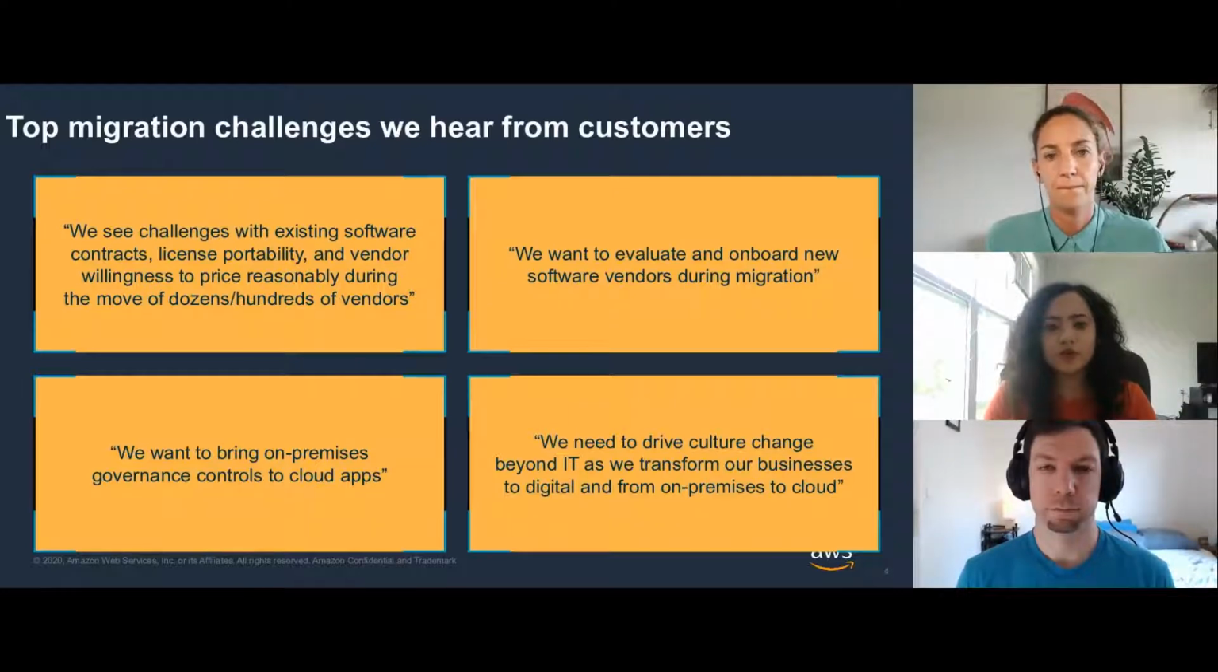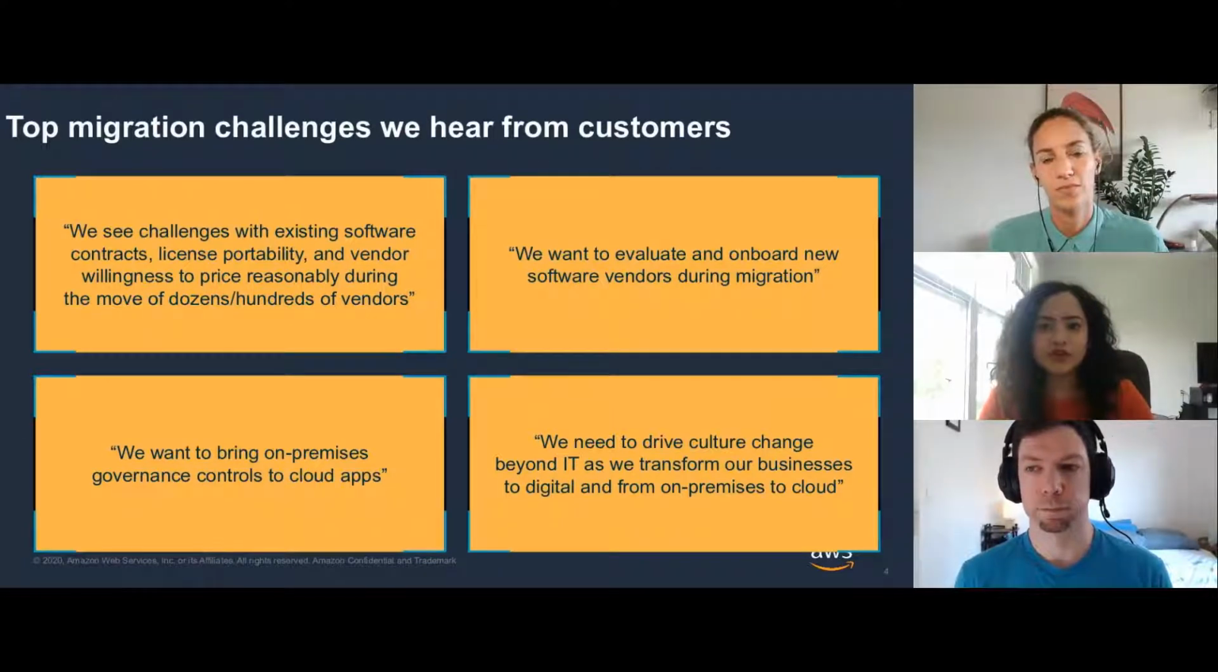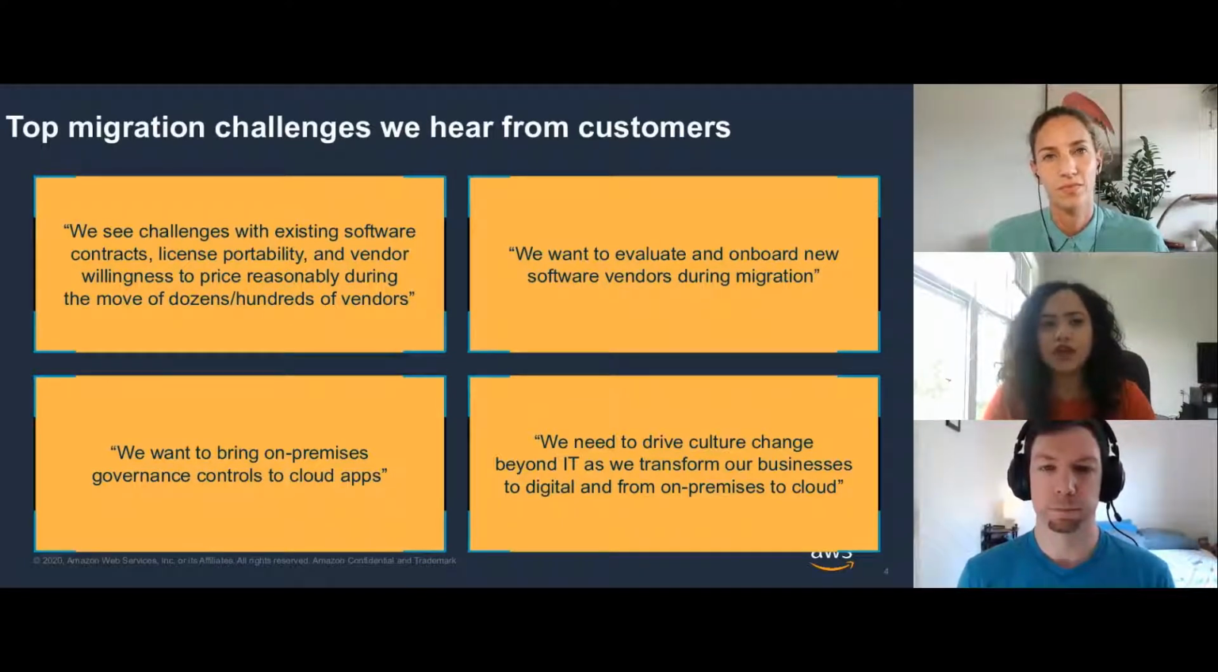Some of the customers also want to include software vendors which are completely new to their platform during the migration. And some of the customers also want to bring in the on-premises governance and control into the cloud applications that they'll be deploying on AWS. And sometimes it's really about the culture in the organization, about the skill set, about the mentality of whether we are moving from monolithic to microservices architecture. So those are the kinds of challenges we have been hearing from our customers.